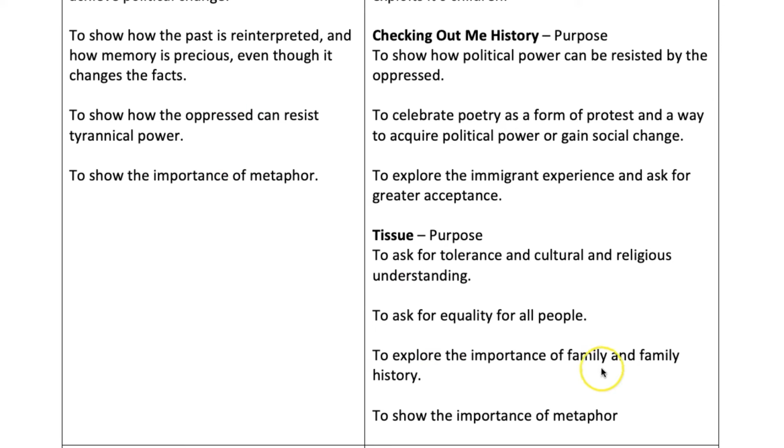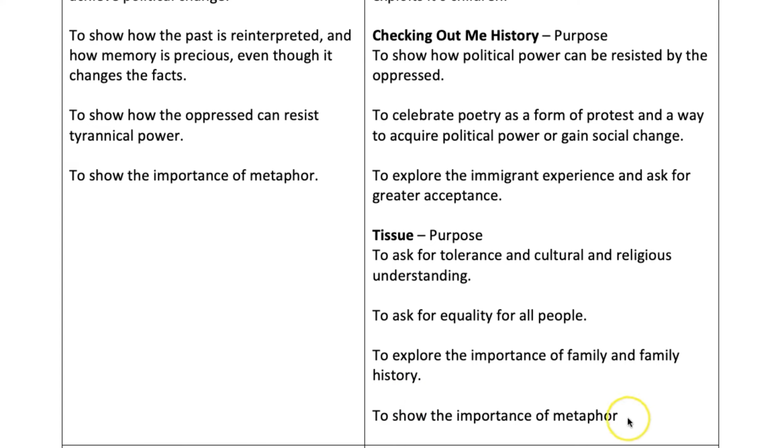To explore the importance of family and family history. And in this poem, it's noticeable that she is a child on her own. There's no reference to mother or father, and we get the sense that she's lost them. Either been orphaned before she came over, or her parents are still stuck in whatever the old city was, and they've only been able to smuggle her out.